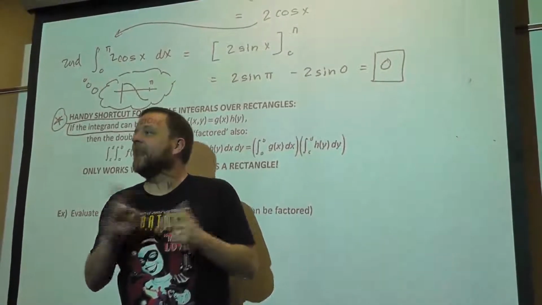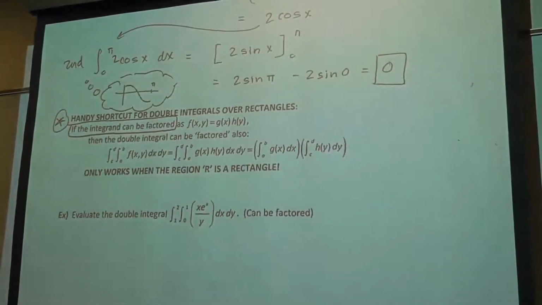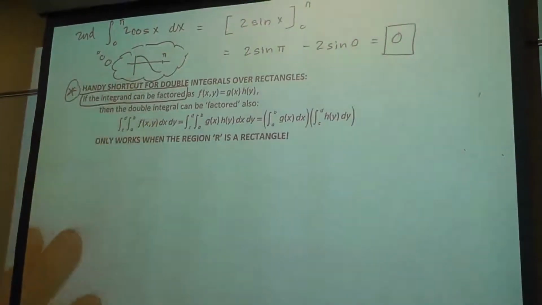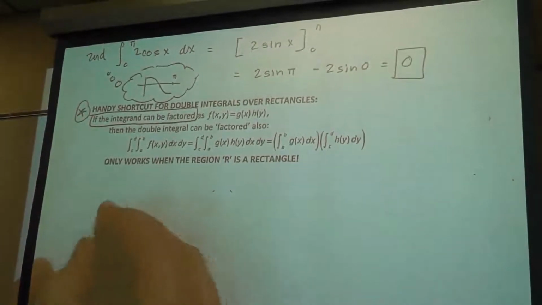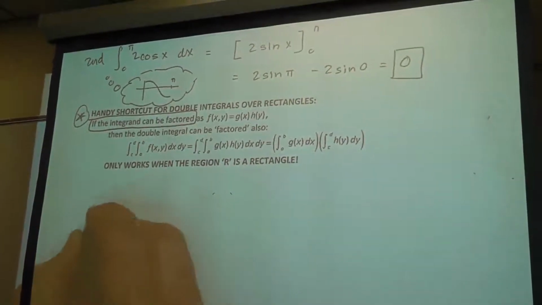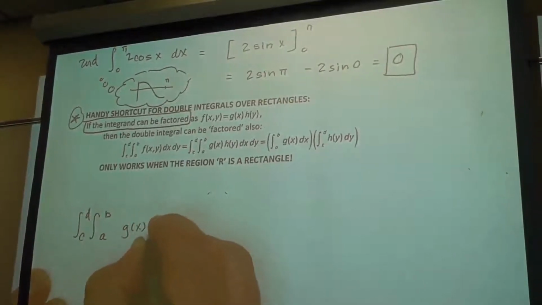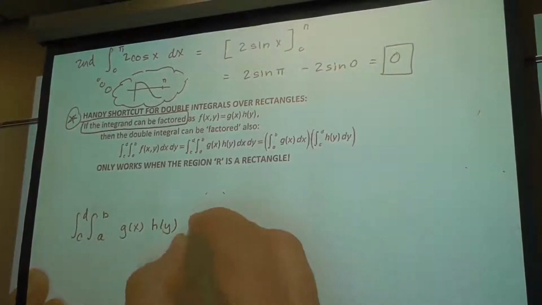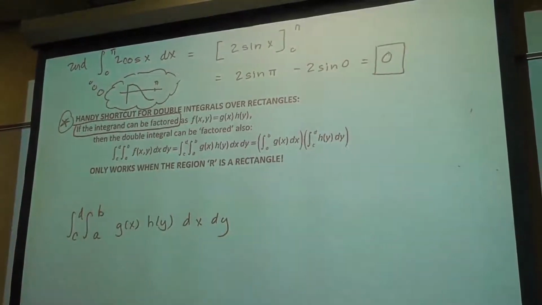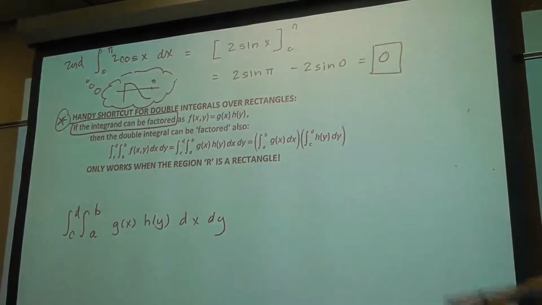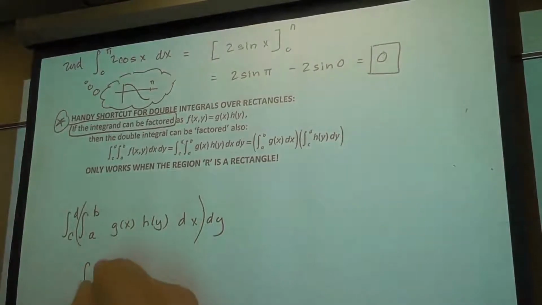Let me work it both ways so you can see why that's true. If I work it the regular way, let's say this function can be written that way. So I have a to b as my x limits, c to d as my y limits, and it can be integrated this way, or it can be factored in this way. If I just follow through with evaluating this the regular, usual way I've shown you so far, from inside out, I integrate this with respect to x.